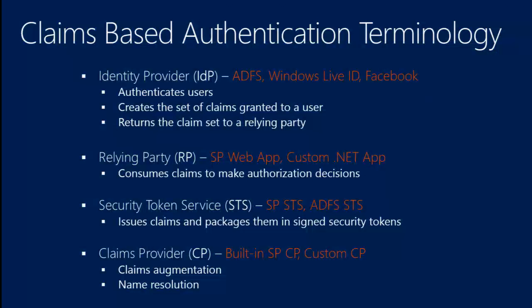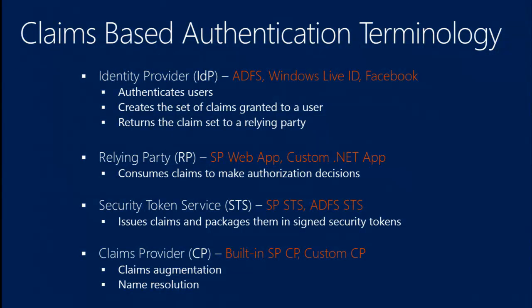Claims provider. A claims provider is usually used for two reasons: to augment claims and to provide name resolution. Claims providers are displayed in the UI of the Select People and Groups dialog box in the People Picker control. And let's talk a little bit more about what the claims providers do.